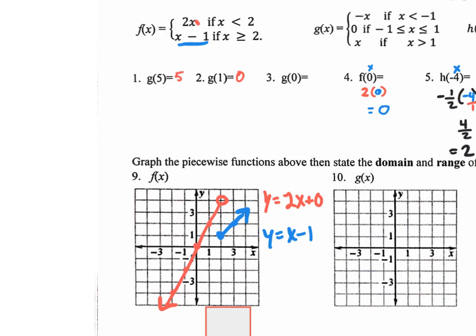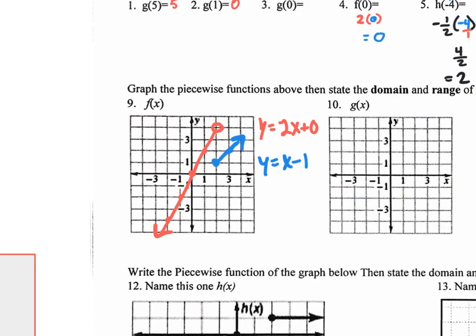Now let's go to domain and range. When they say state the domain and the range of this f of x function, it might be a little confusing. The domain are your x values. So does this graph, which has 2 pieces to it, go to the left forever? Yes. Does it go to the right forever? Yes. So in terms of x values, because we're talking about domain, you're going to say x equals all real numbers.